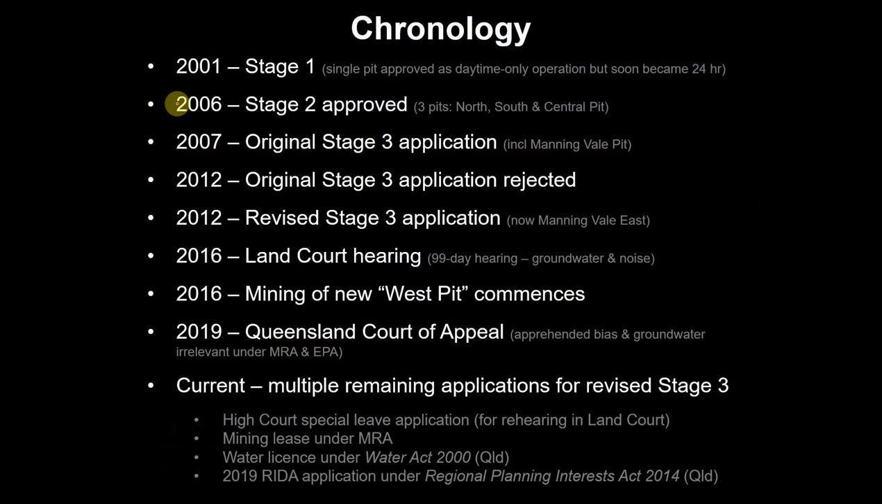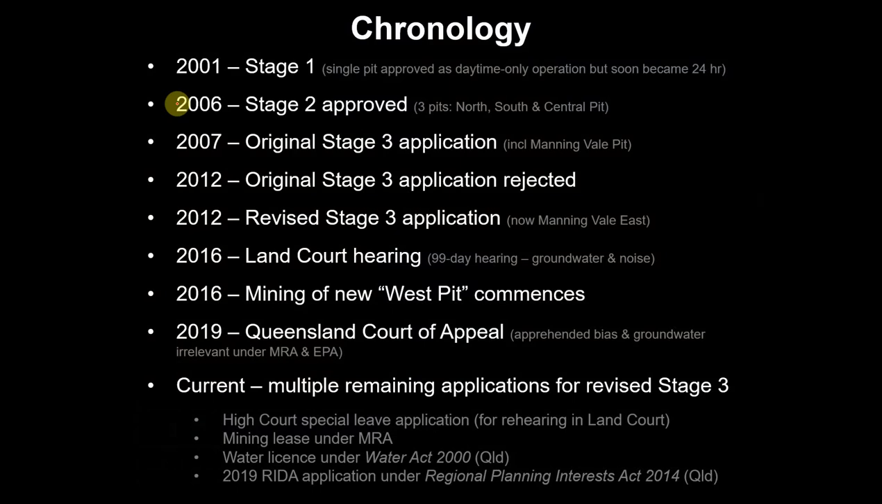Because of the delay in getting Stage 3 approved, the company started mining a new West Pit, which it hadn't applied for in Stage 2. It still only has the Stage 2 approvals in effect. So it started this whole new pit, which you've seen the pictures, this massive new pit which it never applied for. How is that lawful? That is a question I'm going to come back to. It's been mining West Pit since 2016.